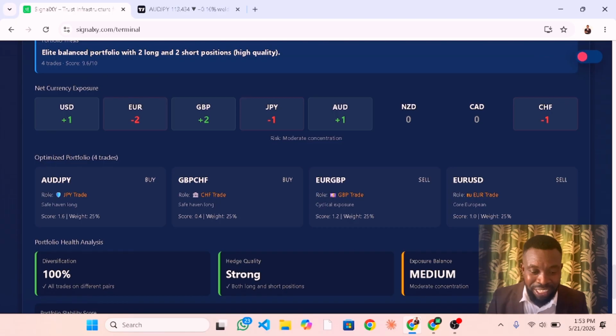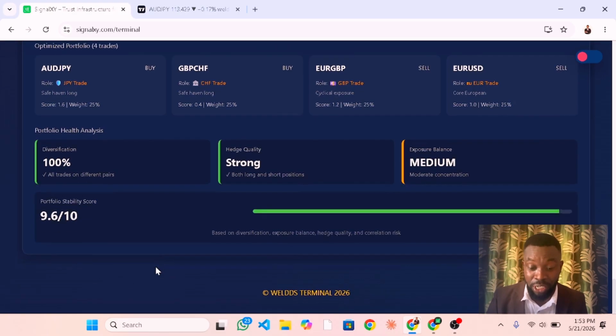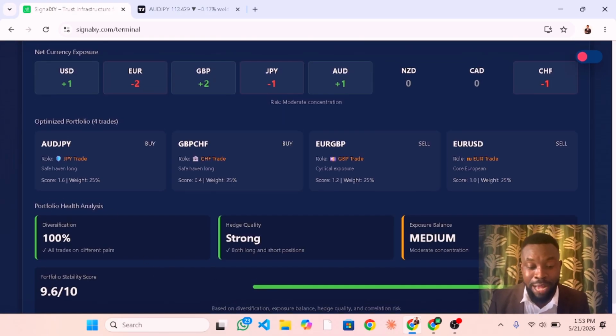When you come to the optimized portfolio, you see here that it recommends you should take AUD JPY, pound CHF, euro pound, and euro US dollar. This will help you to have a 100% diversified portfolio. It will help you to hedge quality, and the exposure balance is medium. We tend to have around 10% stability, but this is 9.6, which is still good. So from what we have seen, we will look at AUD JPY, pound CHF, and other currency pairs.